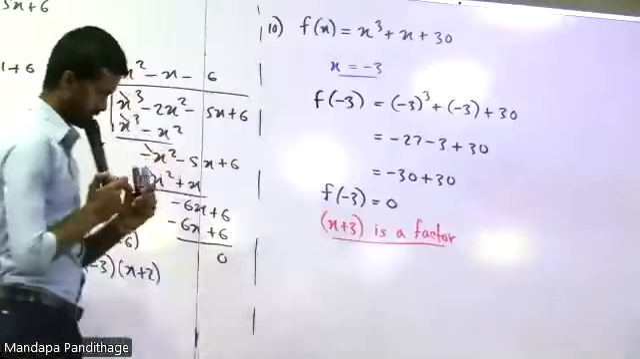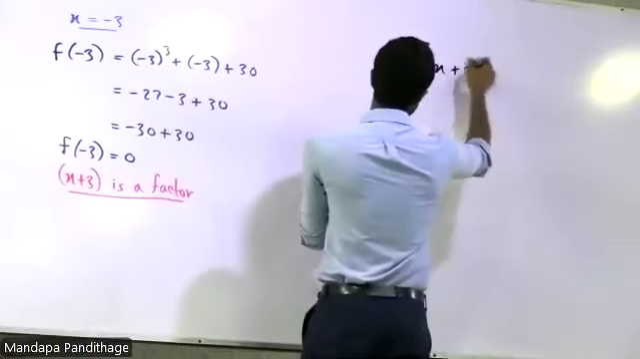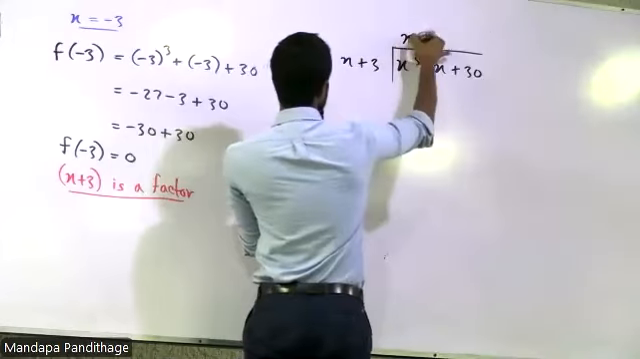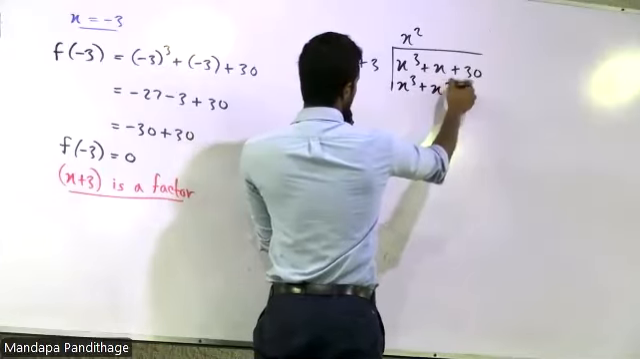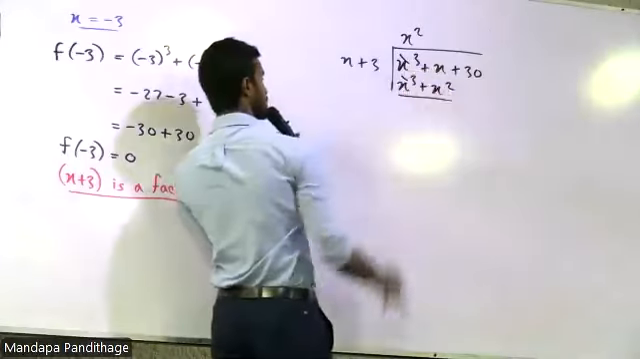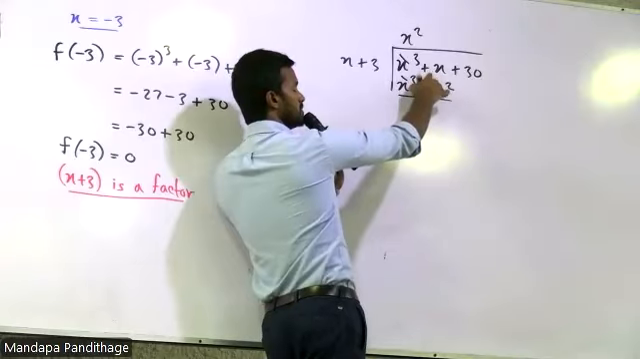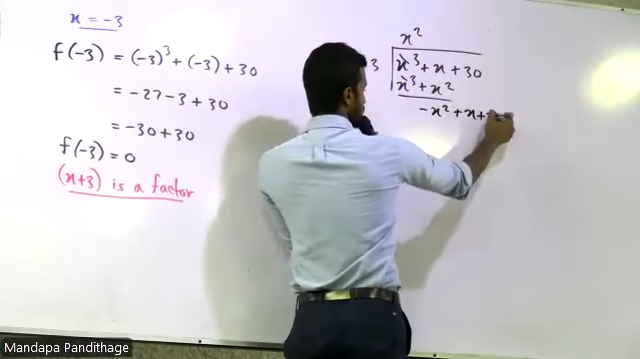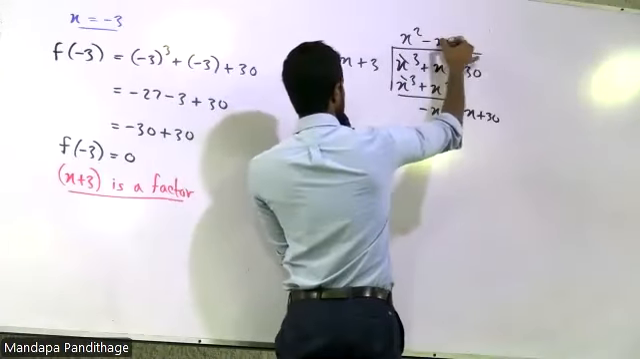Clear? So if you get x plus 3 as a factor, what is the other factor? x cube plus x plus 30 should be divided by x plus 3. x cube divided by x, it's x squared. When you multiply, x cube plus 3x squared. There are no x squared terms here to be subtracted, so 0 minus 3x squared is minus 3x squared. Minus x squared divided by x, it's minus x.